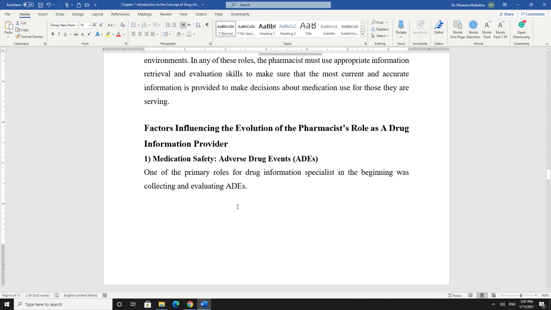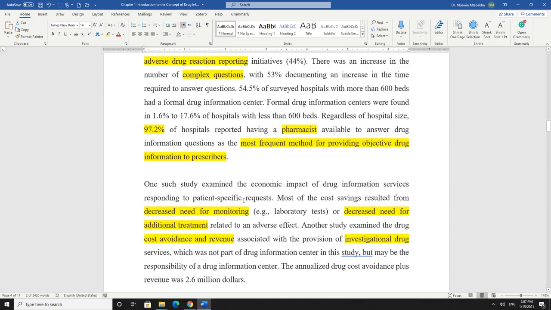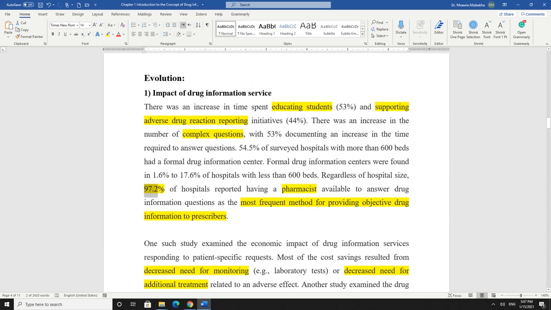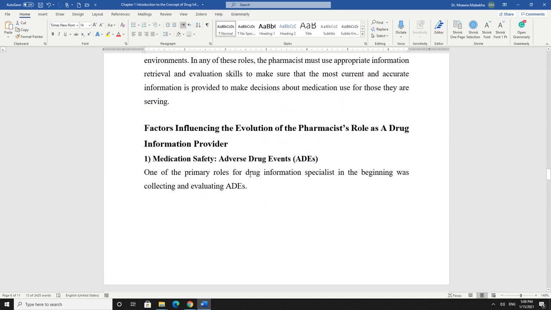Okay, what are the factors that influence the evolution of the pharmacist role as a drug information provider? What made the pharmacist become important and made the role greater? Why did we read before, if you remember, that 97.2% of the hospitals reported having a pharmacist available to answer drug information questions? Okay, what caused this? Why?